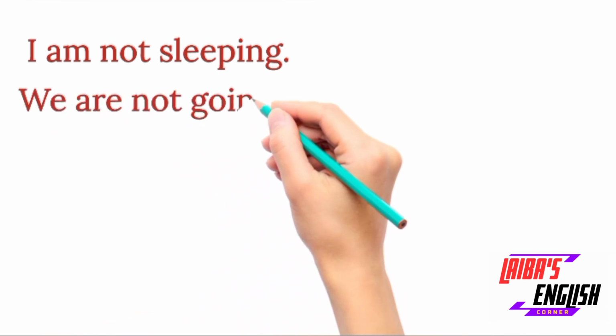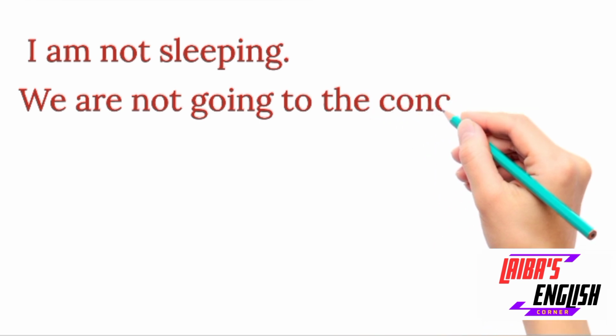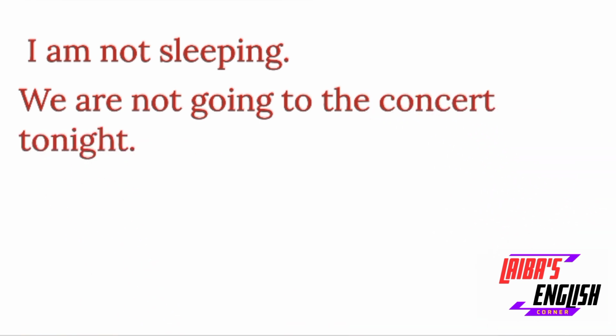Third example is, I am not sleeping. I is the subject, and am is used because whenever there is the subject I, we will use am. Not sleeping, we follow the structure. We are not going to the concert tonight. This is also a negative sentence.